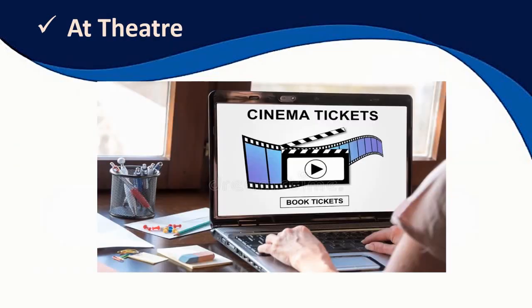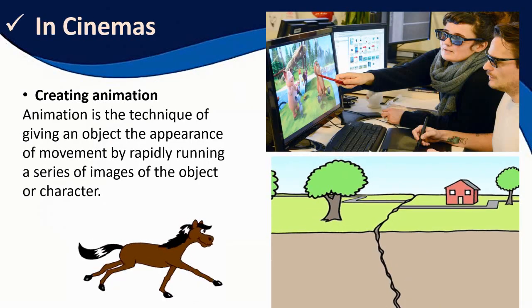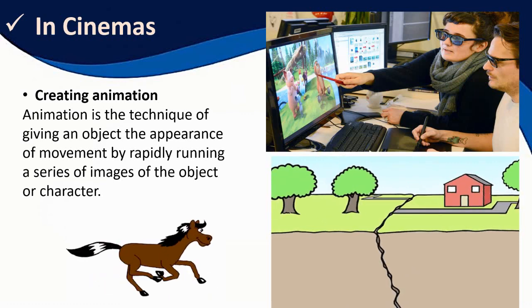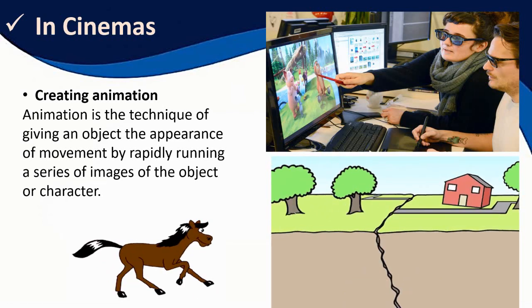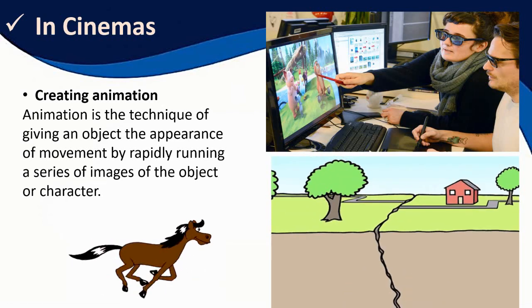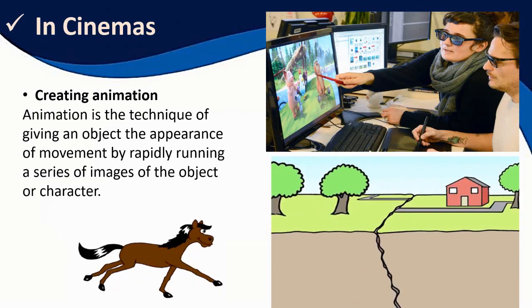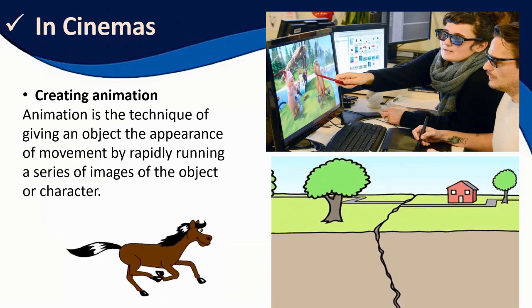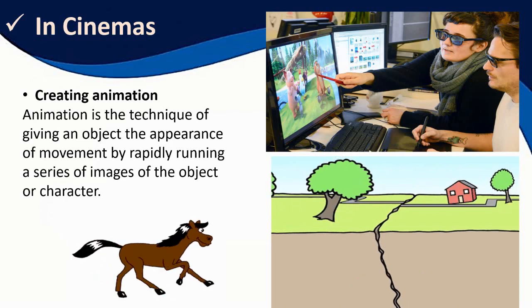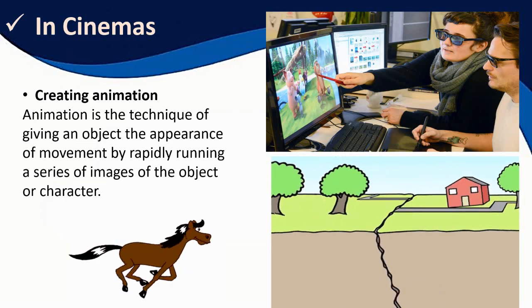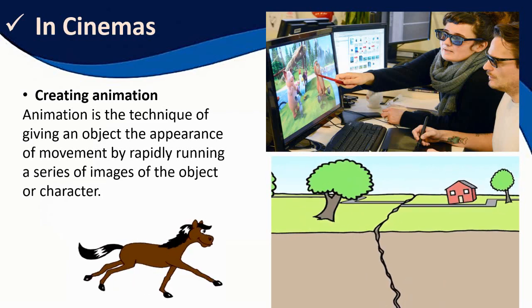At the theatre, we have seen that computers are used for online tickets and preparing bills. In filmmaking, we use computers for creating animation. Animation means what? Animation is a technique of giving an object the appearance of movement by rapidly running a series of images of the object or character. Even special effects, such as the sequence of a battle, an earthquake or a fire, can be created by using computers.